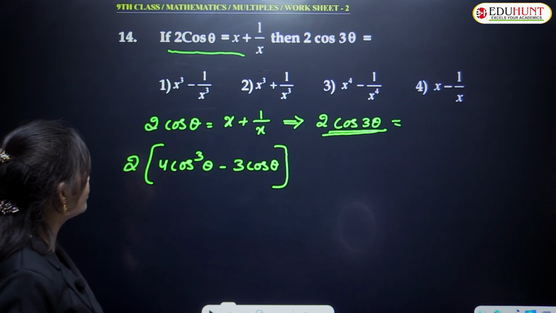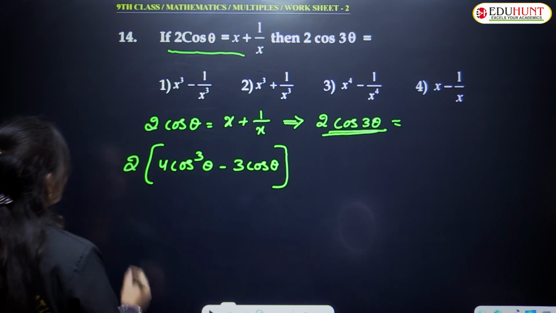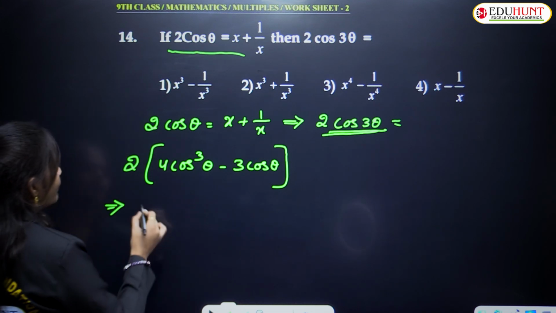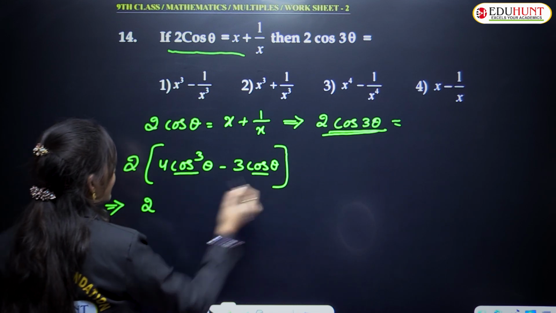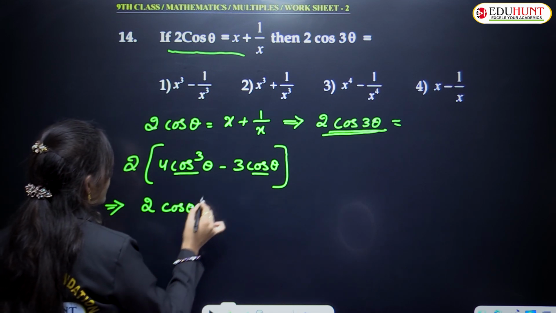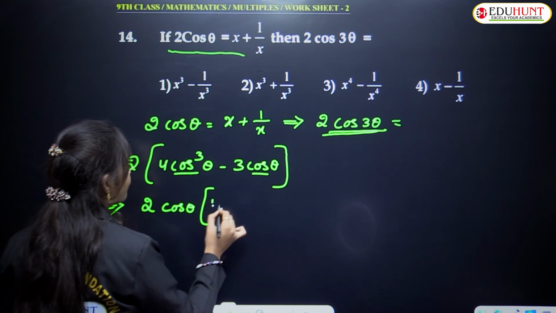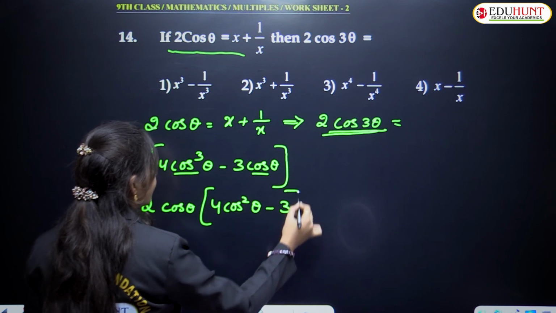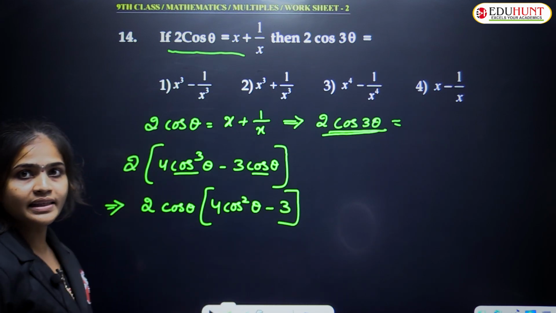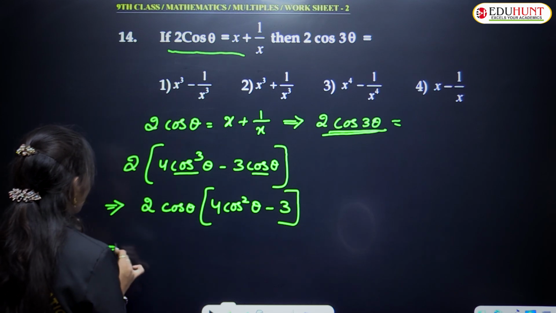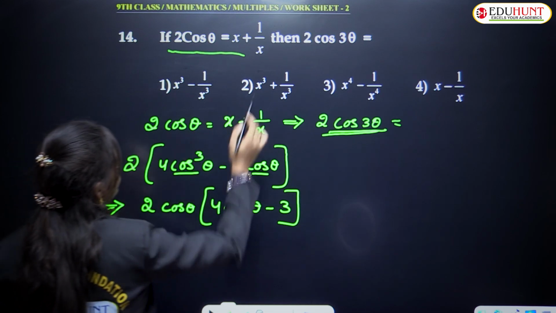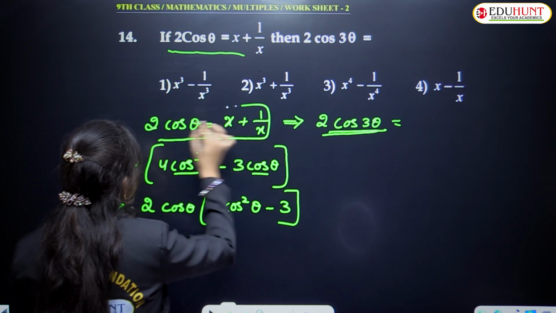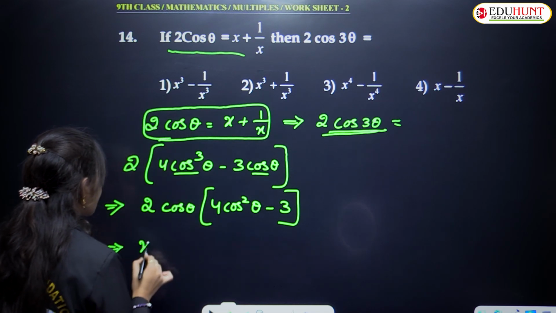Understand? 4 cos cube theta minus 3 cos theta. So from this one, I want to take cos theta as common. So the leftover is 4 cos square theta minus 3. So from this one, 2 cos theta, already they have given here, 2 cos theta is equal to x plus 1 by x.